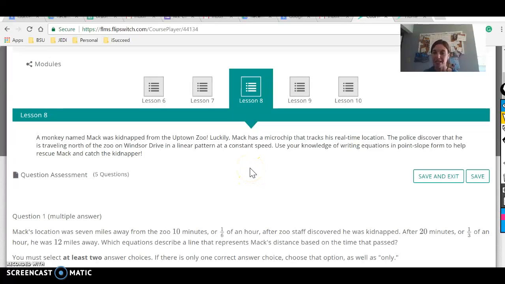We are now working on Lesson 8, and this is the third lesson in project number 2. There are 5 questions for this lesson's project, so we need to jump right in.